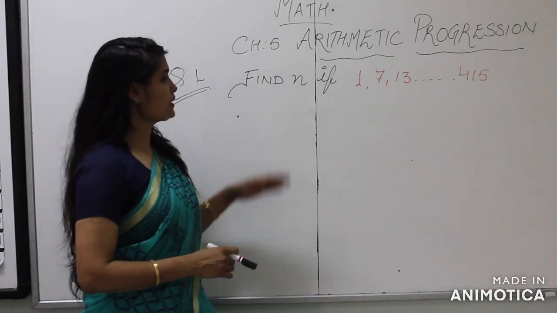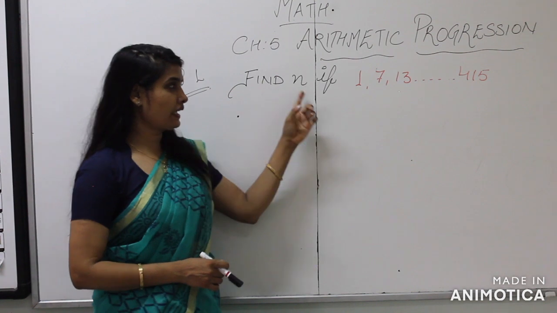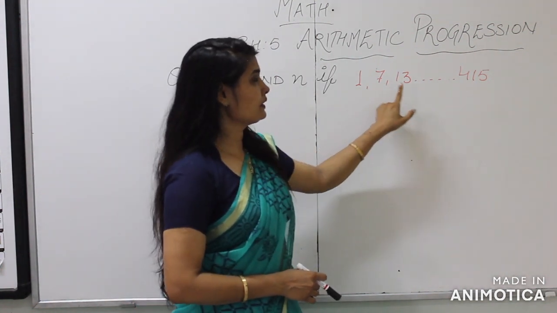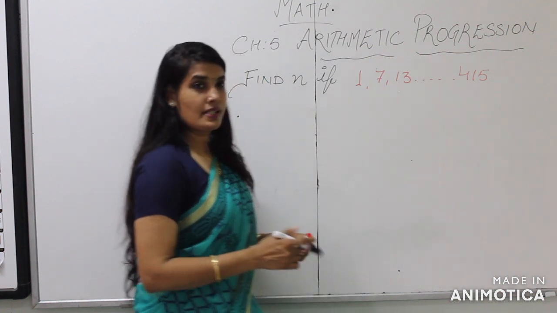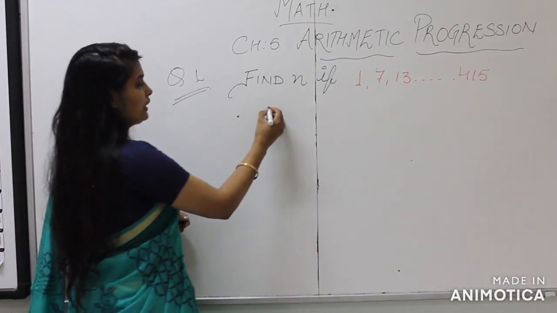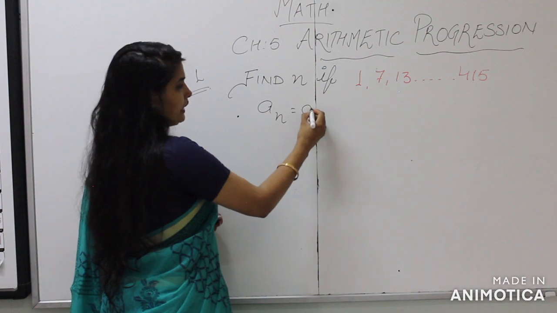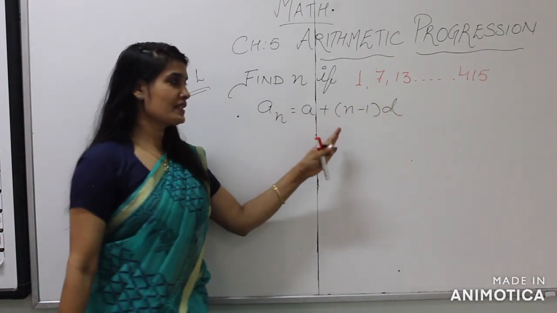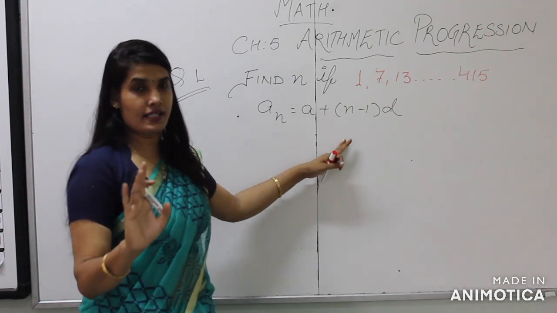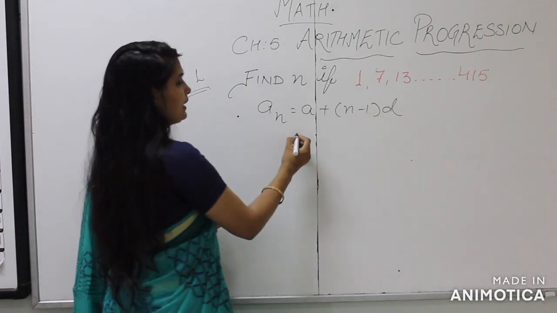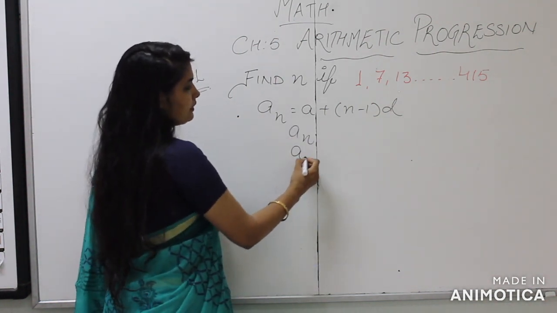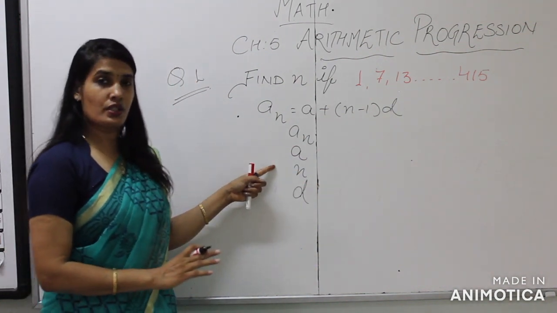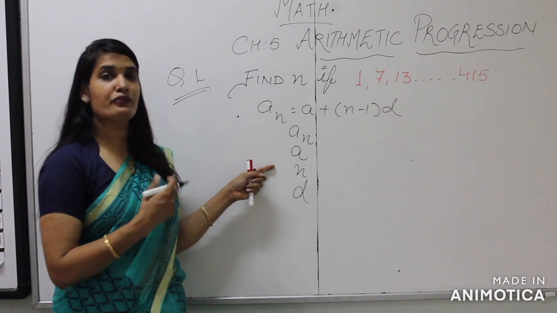Yes. So now suppose this is my question. We have to find n if my arithmetic progression is 1, 7, 13 and 415. Suppose my formula is an equal to a plus (n minus 1)d. With the help of this formula, I can find 4 things. Find which one? Suppose an is here, a is here, n is here, and d is here. If any three terms are given in the question, we can easily find the remaining fourth term.